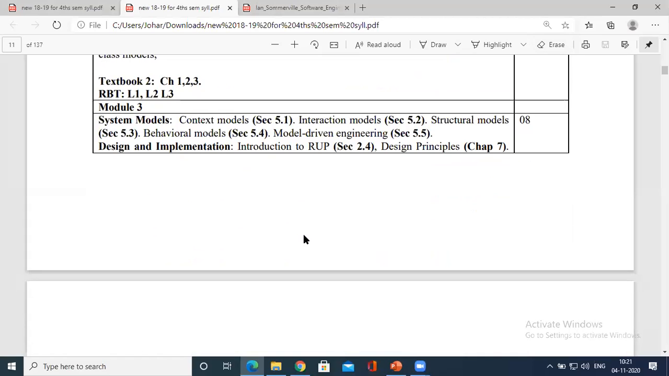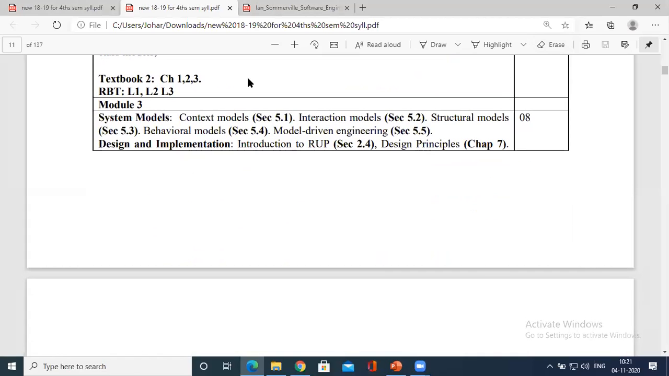So this is module 3. The topic is system model. So let all the people join.